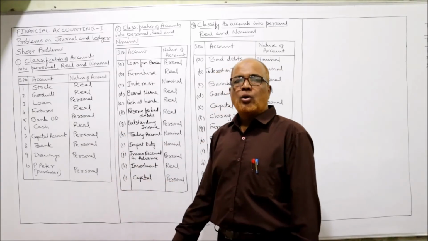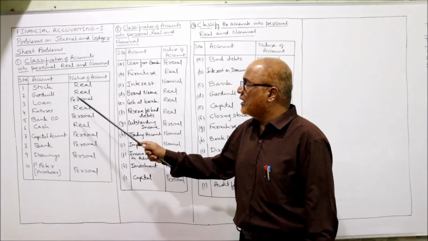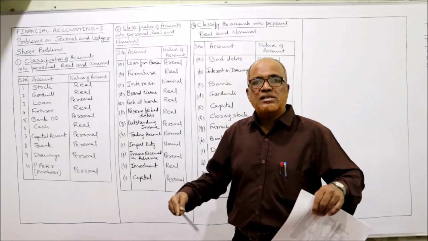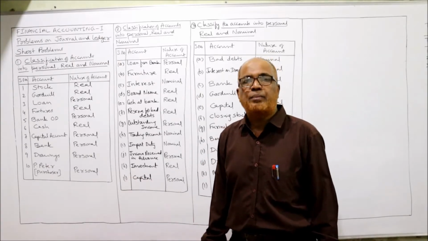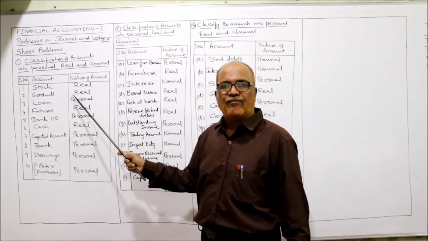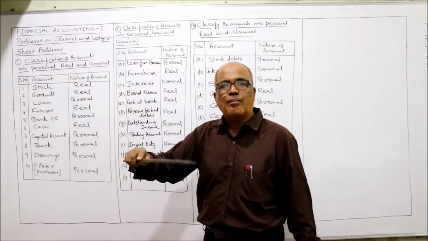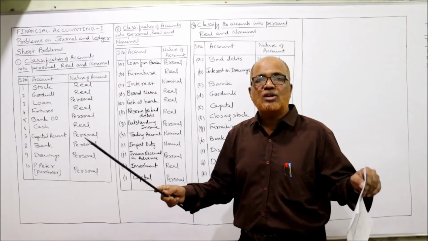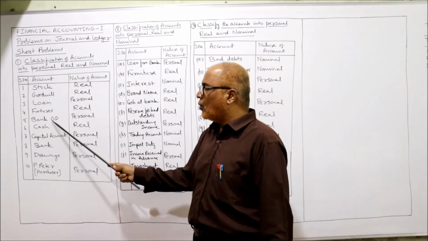Second, goodwill. Goodwill is an asset. It's the reputation of the business. So it's a real account. Loan taken. When a loan is taken from a person, it is a representative personal account. So simply if you write personal account, that is also enough. That means it's a representative personal account because this loan is representing a person. Similarly, fixtures. Furniture and fixtures are an asset. So real account.